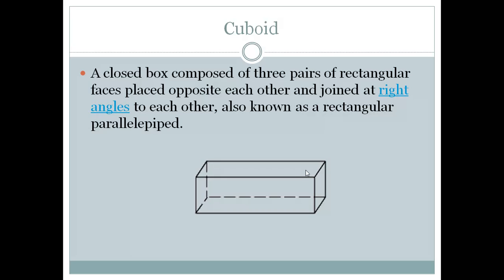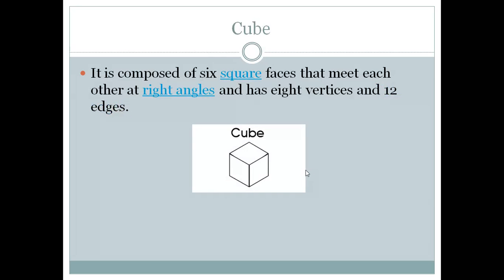Okay, so your pencil box, your tiffin box, your TV, your speakers, all these are cuboids, because they are made up of rectangles. Okay. Then we have cube.